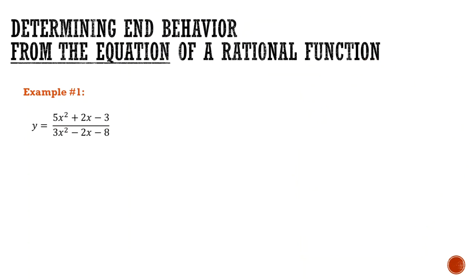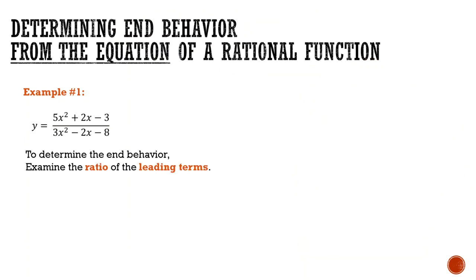All right, so here's our example. To determine the end behavior, we're going to look at the ratio of the leading terms here. Now, why are we going to do that? The reason is that for very large values of x, the x squared term here is going to get really big compared to, for example, the -3.